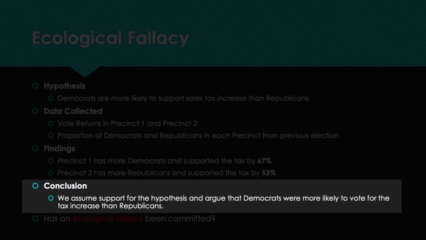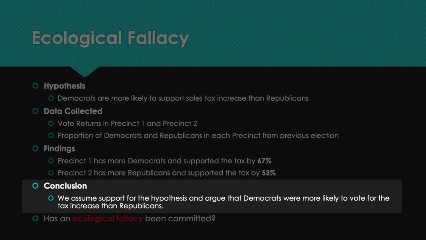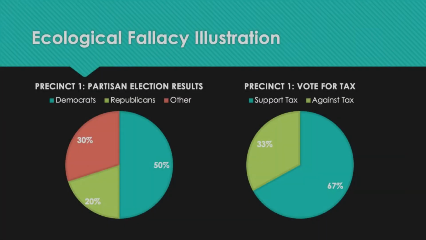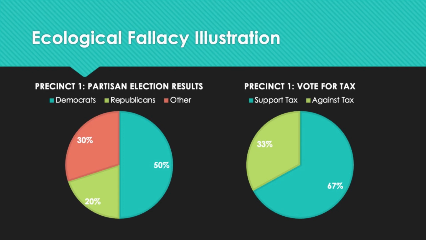than Republicans. So I want you to think to yourself, based upon all of this information that was just presented, has an ecological fallacy been committed? Well, let's look into the data for more details. So we've got two precincts that we're analyzing, right? Precinct 1 and Precinct 2. Let's start with Precinct 1.